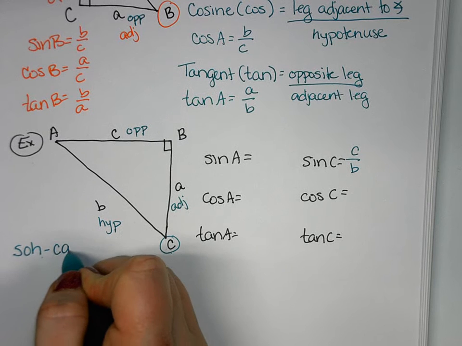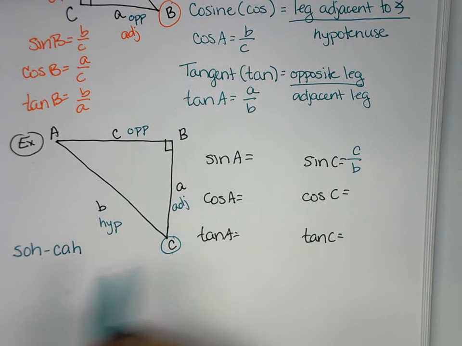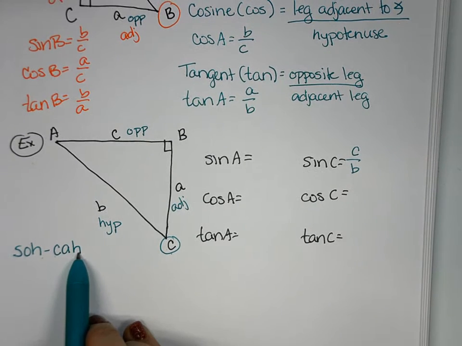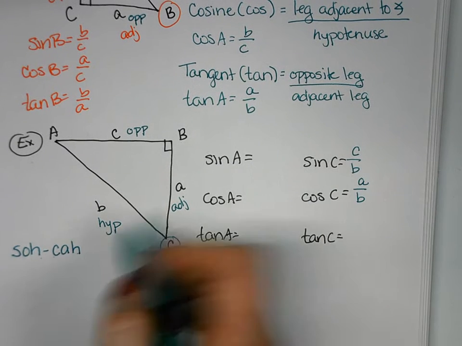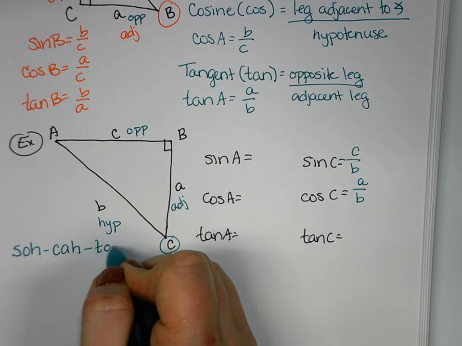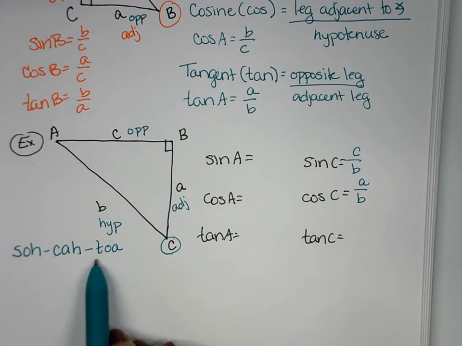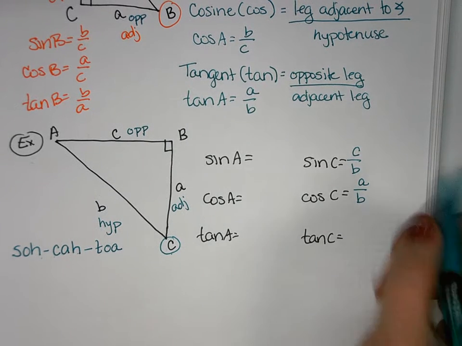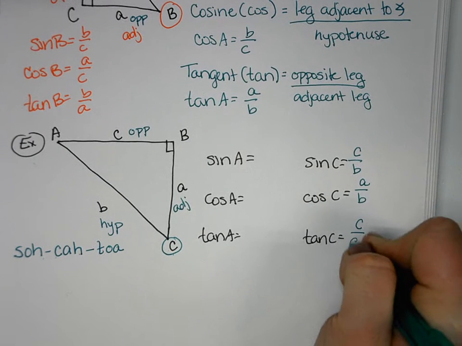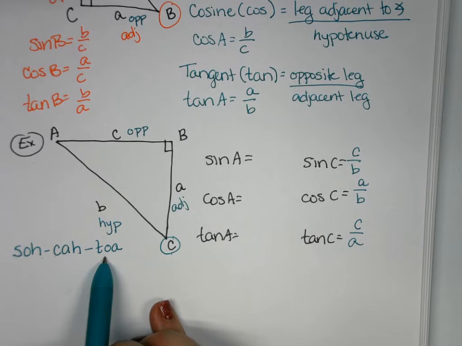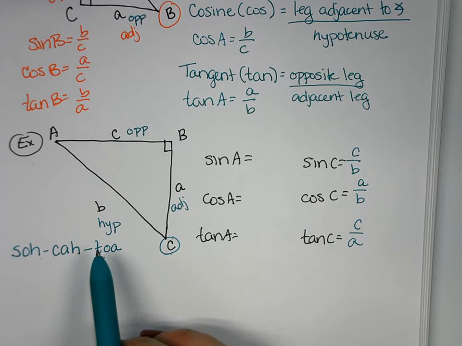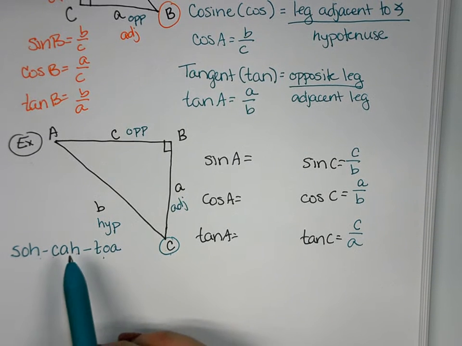Cosine is adjacent over hypotenuse. So cosine is adjacent over hypotenuse. A over B. Tangent is opposite over adjacent. So tangent opposite over adjacent. So C over A. So SOHCAHTOA is the acronym that we use to help us remember our sine, cosine, and tangent. You just have to remember how to spell it.